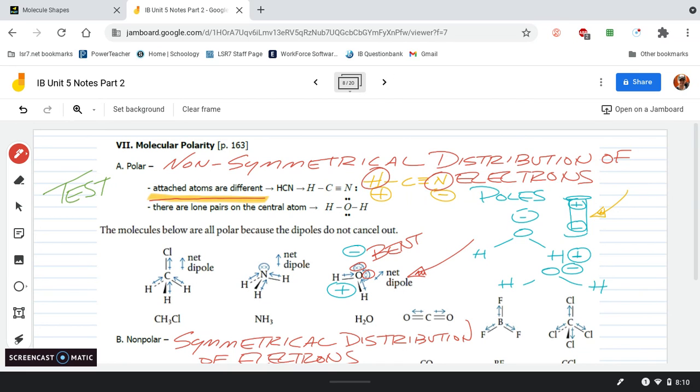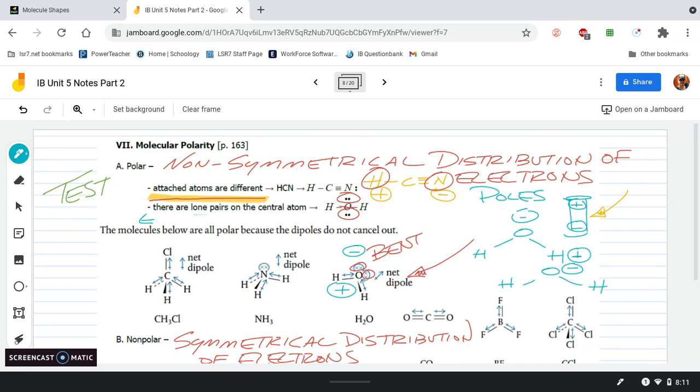Here's the one that's a little more tricky. If there's lone pairs on the central atom, then it's going to usually be polar, okay? So if you see dots in the middle, it's going to be polar, but there are exceptions. So probably need to write those down. And this is the main way we figure out polarity, is the lone pairs. But the two exceptions are the square planar and the linear. So let's just go ahead and write that here.